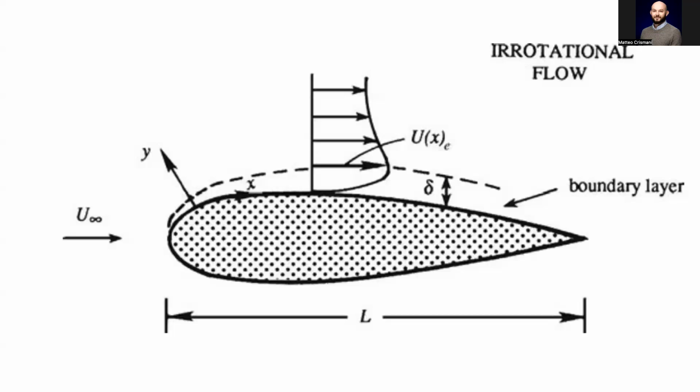I'm going to rewrite the momentum equation here. u star du star/dx star plus v star du star/dy star is equal to minus dp star/dx star plus 1 over the Reynolds number times d squared u star/dx star squared plus d squared u star/dy star squared. I know this is going to get annoying very quickly, but it's fine.